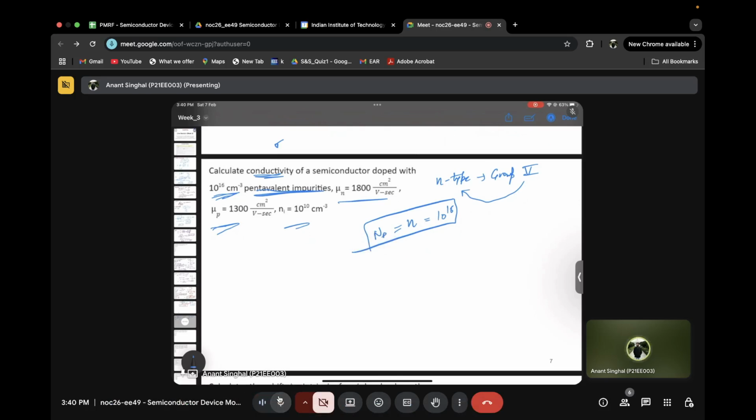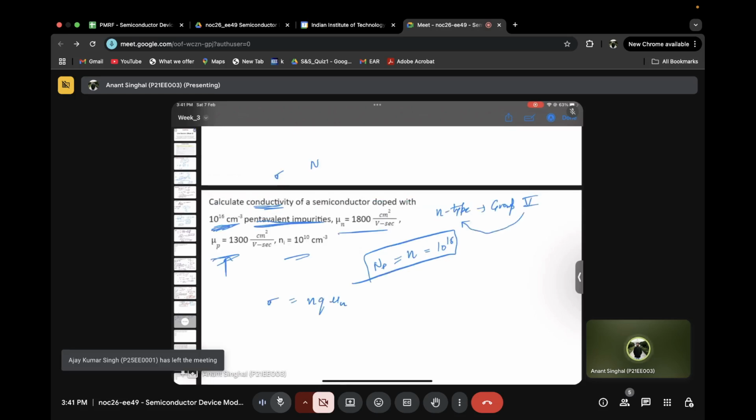Okay, so let's try to solve it side by side. What do we need to calculate? We need to calculate sigma, right? As I said, sigma is nqμn. Here I'd like to emphasize one more thing, that we have a hole mobility also given here. But you see the electron concentration, that is ND, is approximately 10 to the power 16 per centimeter cube. So we know that as per mass action law, np is ni square. And ni is given as 10 to the power 10. So if I try to calculate the hole concentration, this will come out to be 10 to the power 4.